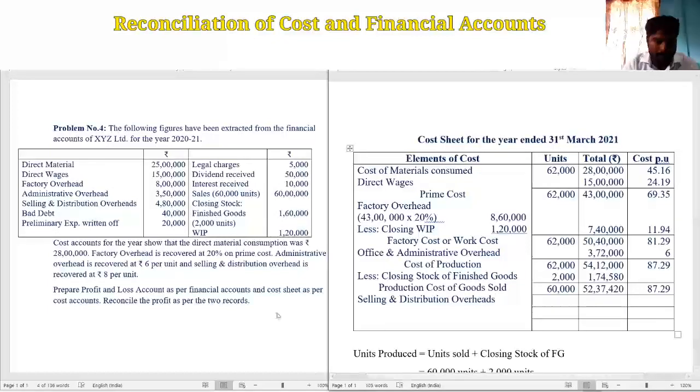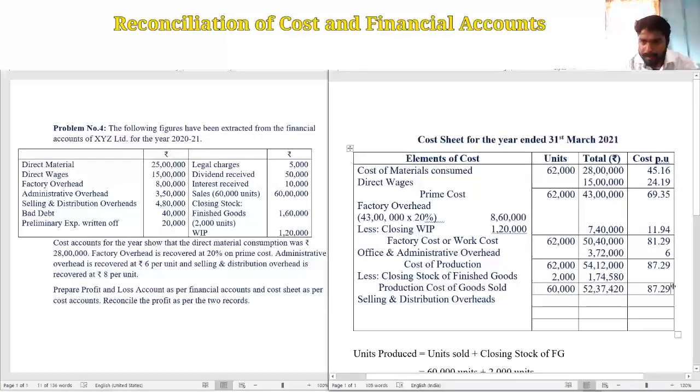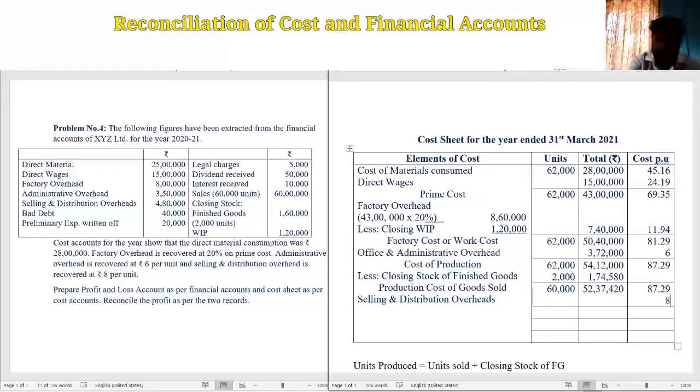Okay, what's given about selling and distribution overhead? Selling and distribution overhead is rupees 8 recovered at 8 per unit. You're observing here, it's recovered at 8 per unit. Per unit, it is rupees 8. Okay, so 60,000 units into 8, 480,000.